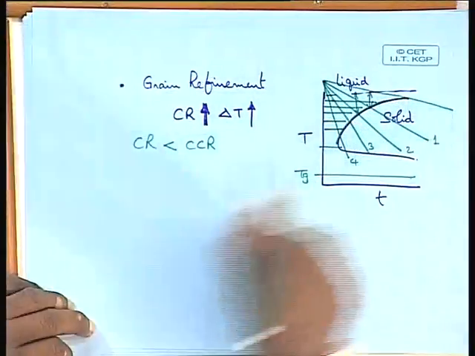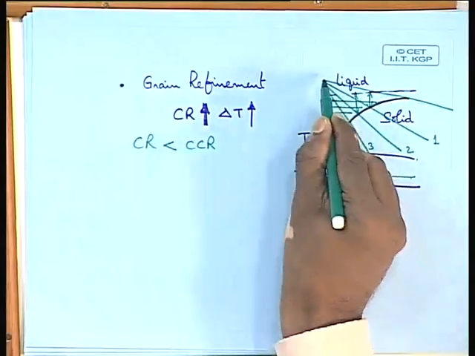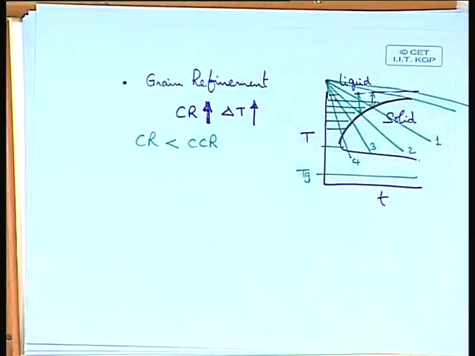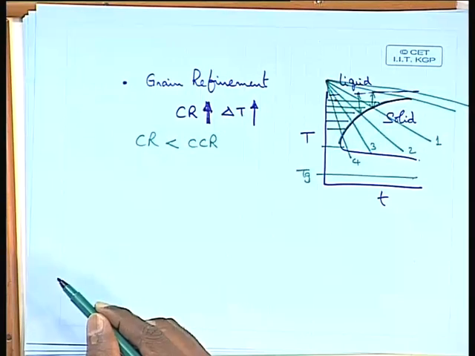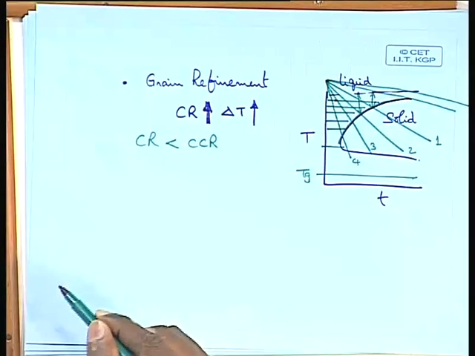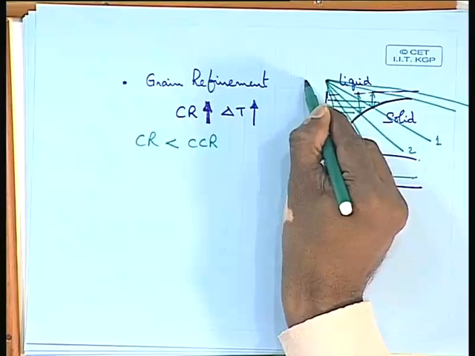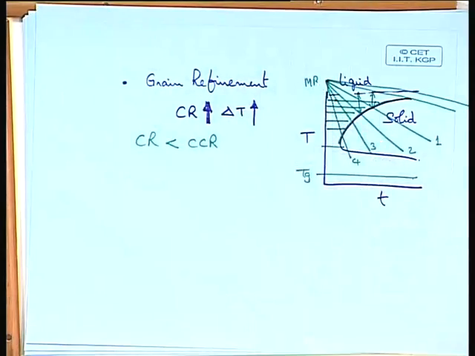If your cooling rate is very slow, very slow, that means if the cooling rate is very slow, then the transformation will occur at the equilibrium transformation temperature, which is nothing but the melting point. That is what we call the equilibrium transformation. When the cooling rate is very slow, which is called equilibrium cooling rate, equilibrium conditions, then the transformation will occur at the equilibrium transformation temperature.